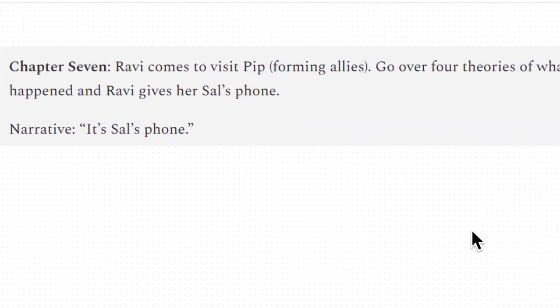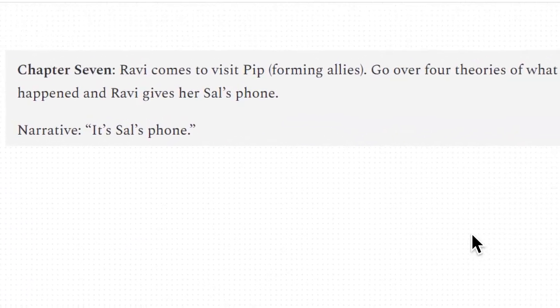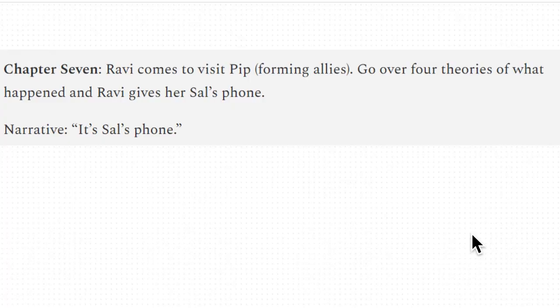Moving on to chapter 7. Ravi comes to visit Pip, so he comes over to her house. This is basically their forming allies moment. They go over 4 theories of what could have happened, and Ravi gives her Sal's phone. So they literally do walk through the 4 scenarios, and that's very guiding to the reader, very helpful, and it helps us establish different theories.